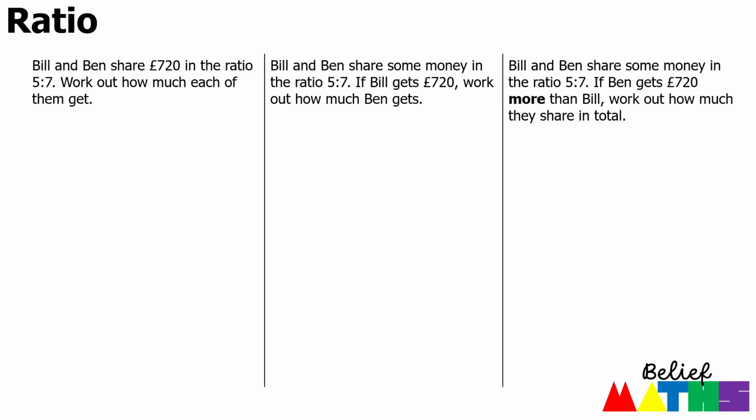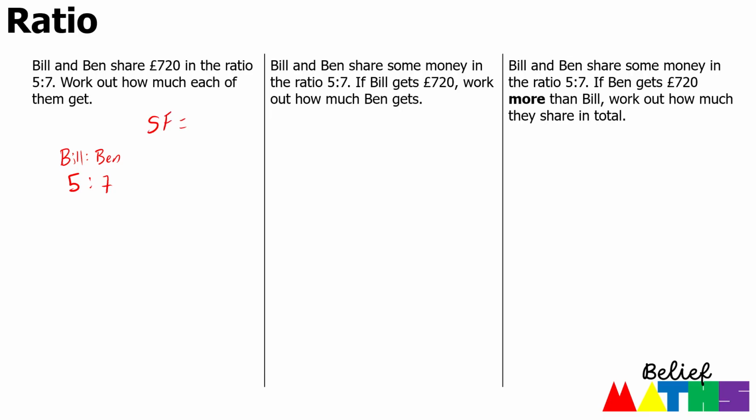Ratios. If you haven't watched my first video, I do encourage you to go back. I've done very similar questions to this, but you can do this in exactly the same way. So we've got Bill and we've got Ben, and they're in a ratio of 5 to 7. And every time we want to find the scale factor.